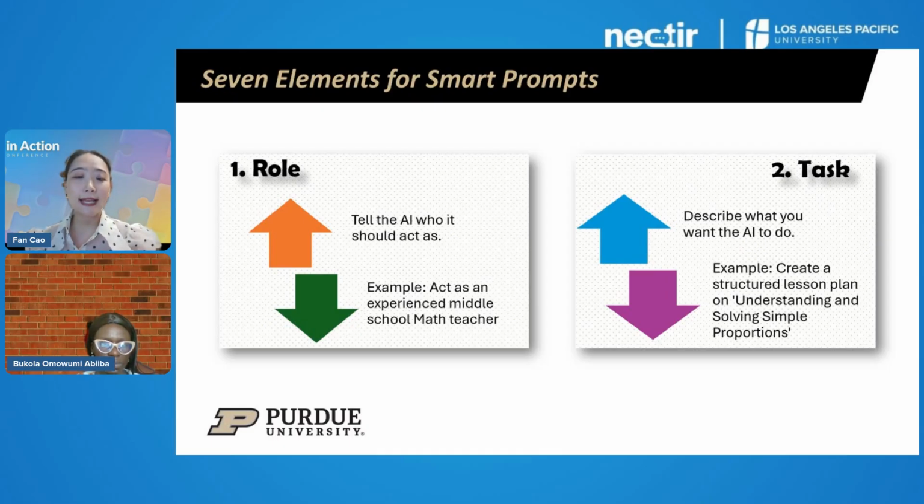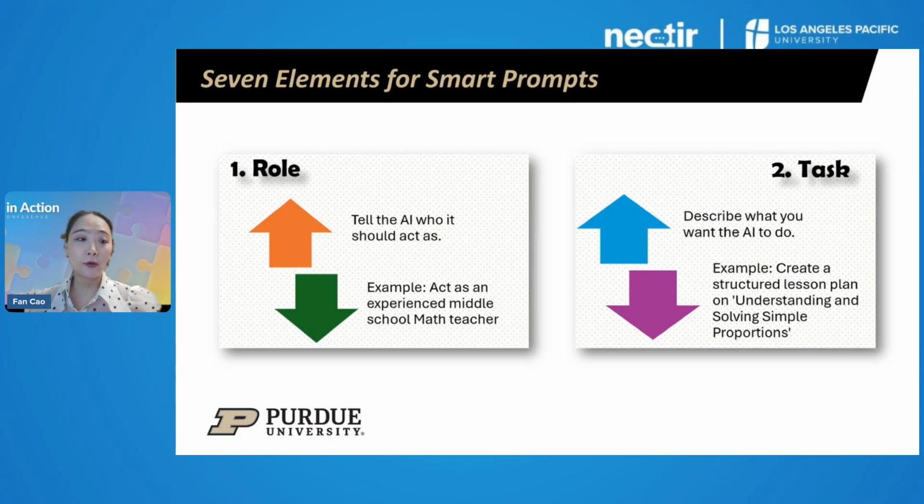The second part is about the task. Describe what you want AI to do. I think this element is the one we use most frequently in our daily lives. Like when I use AI, I would often just use the task element. I will tell it to summarize this paragraph for me. But actually, describing a task is pretty difficult. If you want AI to give you a very good answer, of course, it's not enough to just tell it to generate a lesson plan for you.